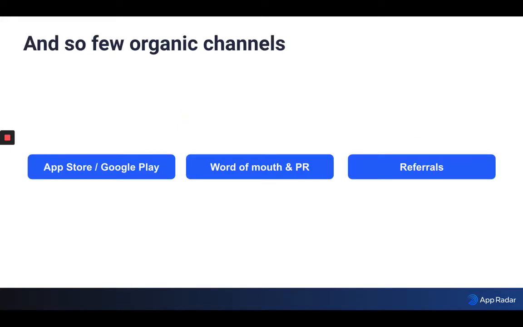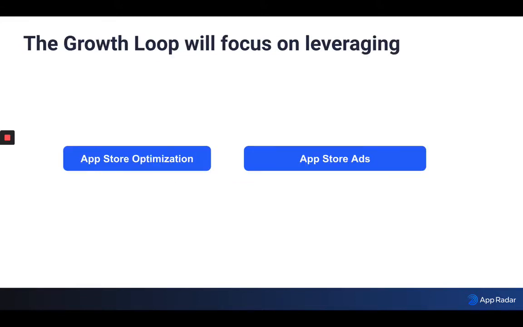And in comparison to organic channels, there are only so few of them. We have the app stores themselves, the App Store for Apple or Google Play for Google. And then, of course, we have some PR and word of mouth, which is a bit hard to track, and then the referrals. So I'm going to mainly focus on App Store optimization and App Store ads, and how to combine them together to build a machine. It's a combination of organic and paid, basically.